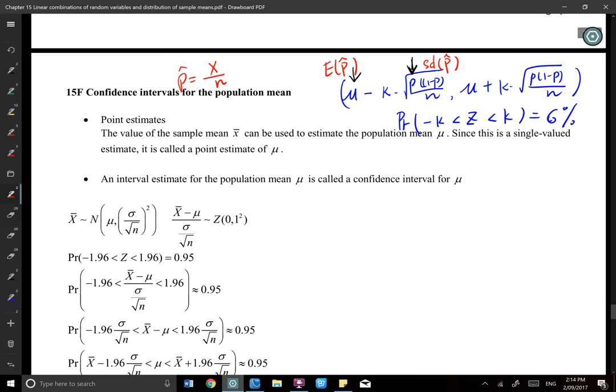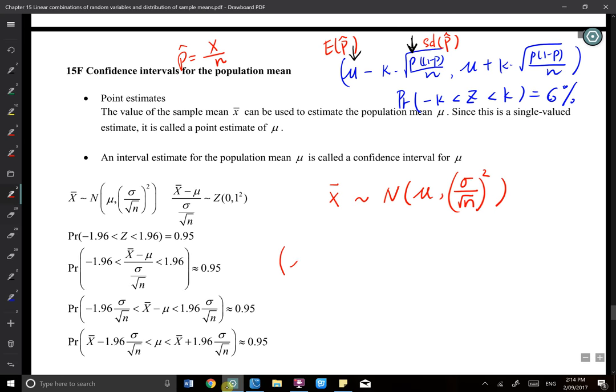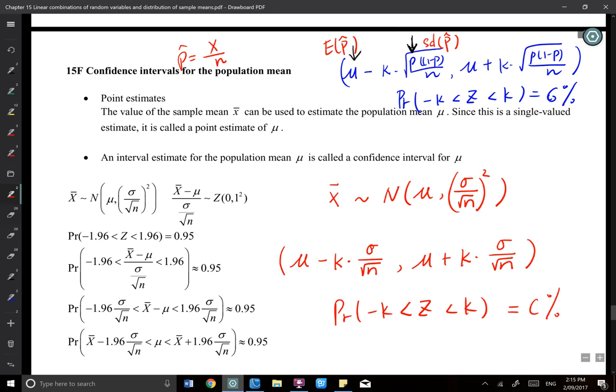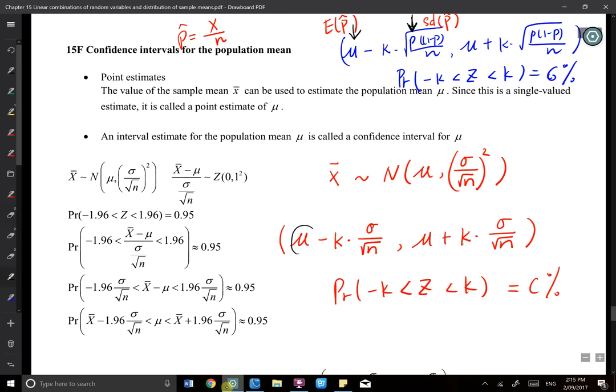Now for x bar. Have a think about x bar. X bar is normally distributed with mean mu and standard deviation sigma over square root n. So the confidence interval will become mu minus k times that, comma, mu plus k times that. Again, the probability from minus k to k is still the C percent confidence interval. Mu is the expected value of x bar, and sigma over square root n is the standard deviation of x bar.